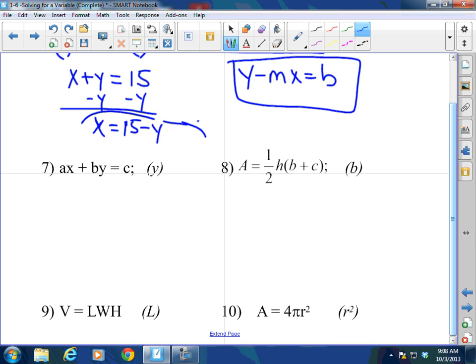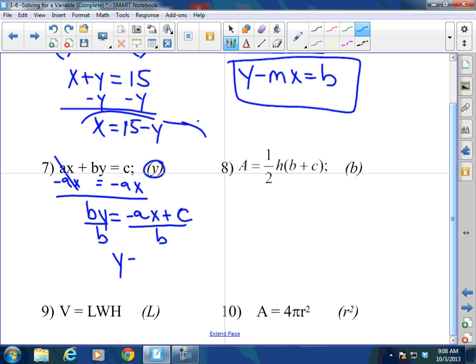Okay, I'm going to have to speed it up here a little bit. Yes, sir. Sure. Do it, my man. What do I do? Yes, I want to get the y alone, so I'm going to subtract ax to both sides. Absolutely beautiful, son. What am I left with now? By equals negative ax plus c. Okay? Now you divide by b. Excellent, young man. Y equals negative ax plus c over b. Done. Excellent. Okay, number 8.